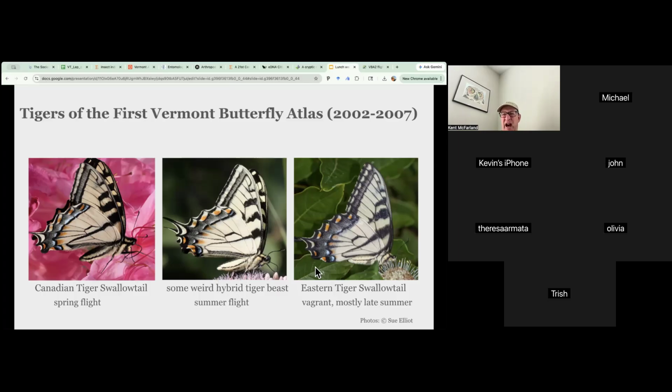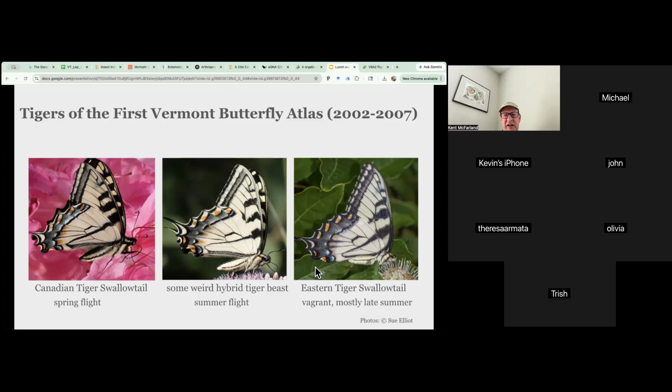And then we also had rarely eastern tiger swallowtails, which were from further south. They didn't breed in Vermont, and we didn't really find them that often. And so this is what we had in the first atlas. So we had Canadian tiger swallowtails, some weird thing that flew after that, and then scattered about were these eastern tiger swallowtails that were from further south and would pop up in Vermont. And we just kind of dealt with it.